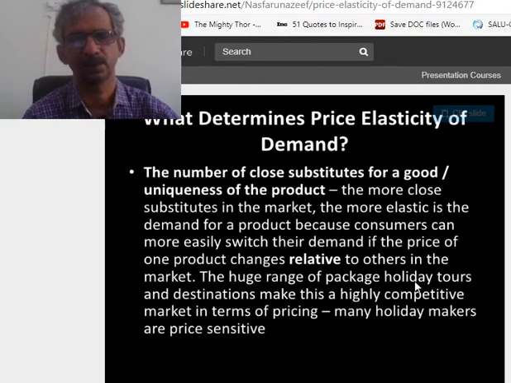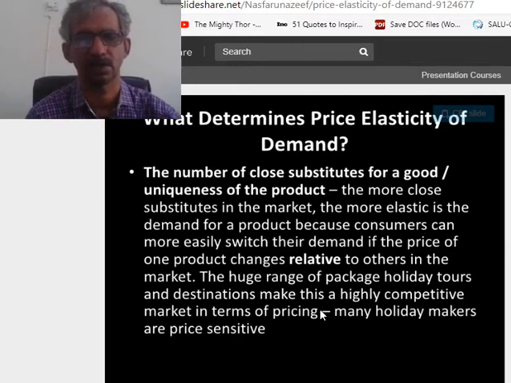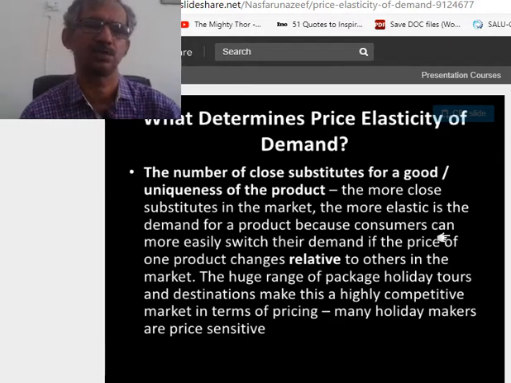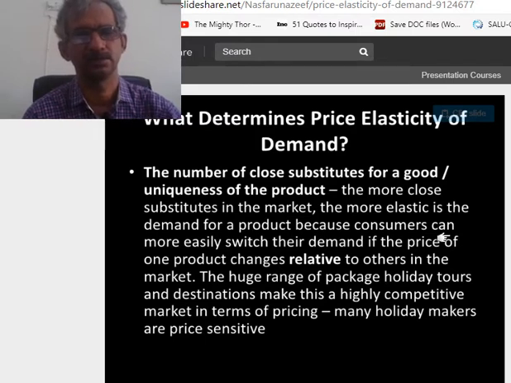The huge range of packaged holidays, tours, and destinations make this a highly competitive market in terms of prices. Many holidaymakers are price sensitive. Even with different mobiles, suppose one mobile's price changes, there are other alternatives, so it will affect demand.